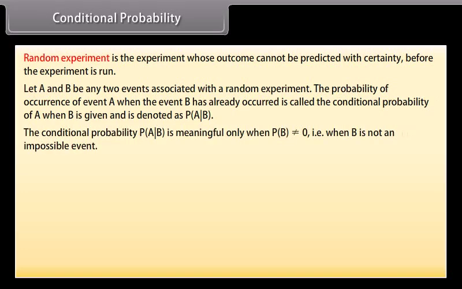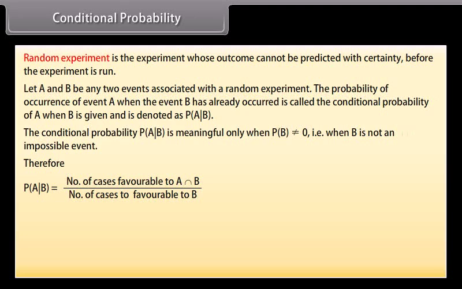The conditional probability of event A when event B is given is meaningful only when probability of event B is not equal to zero, that is, when B is not an impossible event. Therefore, conditional probability of event A when event B is given is equal to number of cases favorable to event A intersection event B by number of cases favorable to event B. Therefore, conditional probability of event A when event B is given is equal to probability of event A intersection event B divided by probability of event B, provided probability of event B not equals to zero.